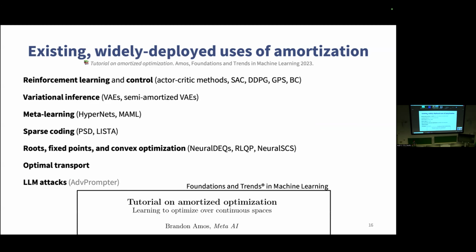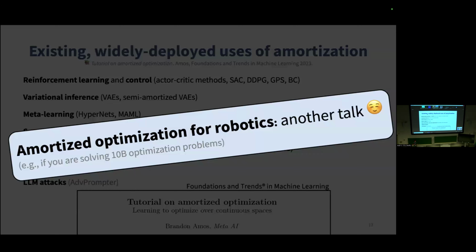And if you're interested in this direction, I'm not going to talk so much more about it here, but you can see my tutorial on amortized optimization if you're interested in that. So I'll maybe finish this part by saying, if you're solving 10 billion optimization problems, then maybe there's some shared structure between them, and you can kind of learn from that. I'm sure people that are solving 10 billion optimization problems are already thinking about this.